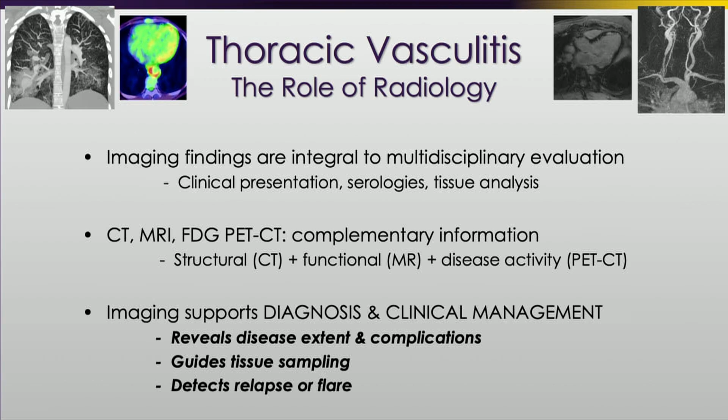And finally, our imaging can support not only an accurate diagnosis of a suspected vasculitis, but also assist in clinical management. We can provide information concerning unsuspected underlying vascular complications and soft tissue complications. We can guide tissue sampling with our imaging findings. We can also detect sites of unsuspected relapse or flare.